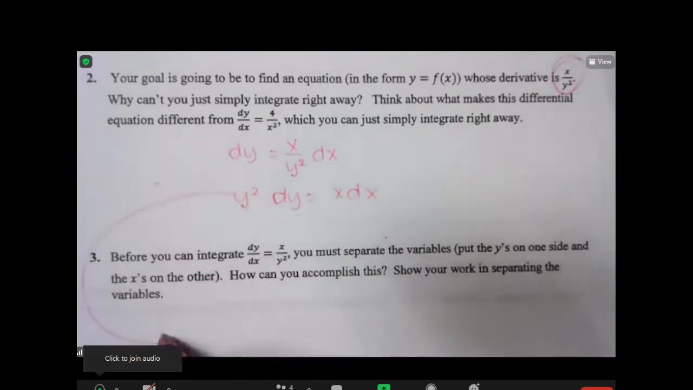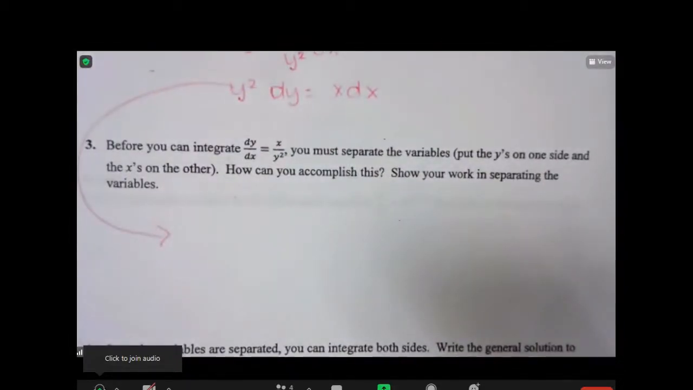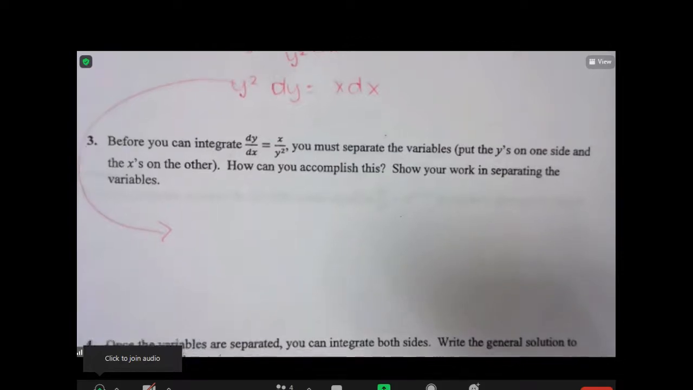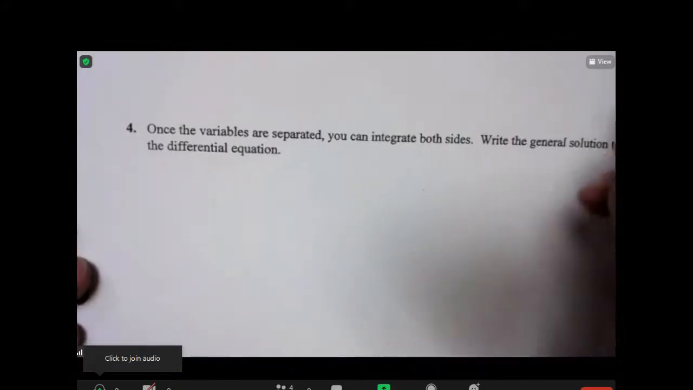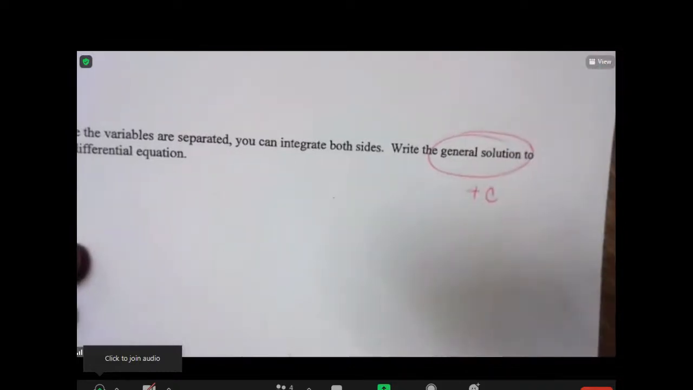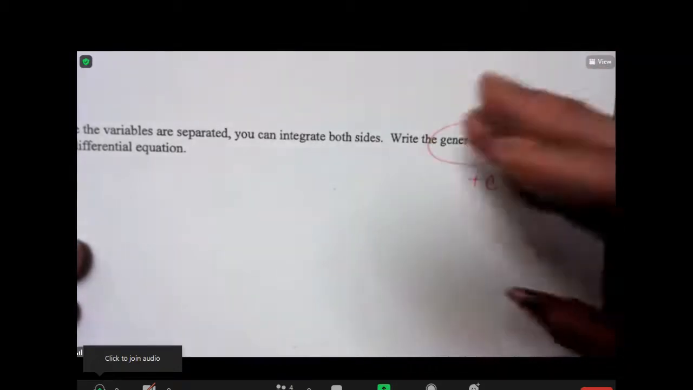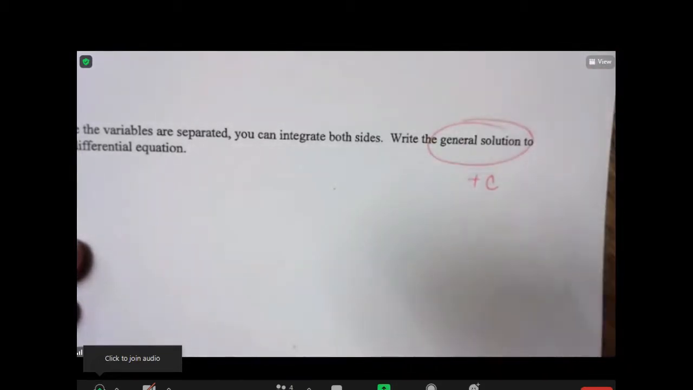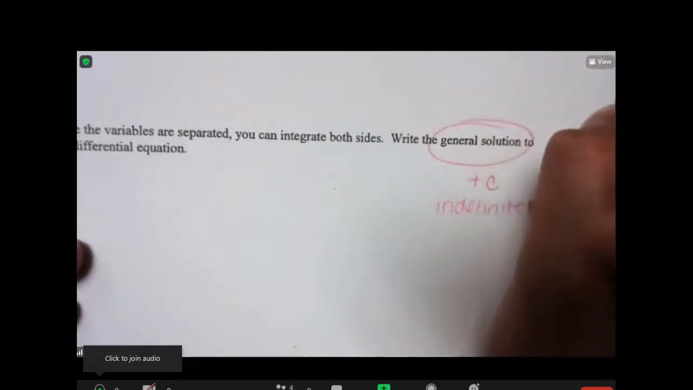Oops, sorry, that final step should have been in 3. I jumped ahead of myself. So it says, how do you accomplish this? By putting the y's and the x's on opposite sides. Once the variables are separated, you can integrate both sides with the general solution. A general solution means that you are going to have a plus c. A general solution is going to occur when an integral has no bounds. So a general solution occurs on an indefinite integral.